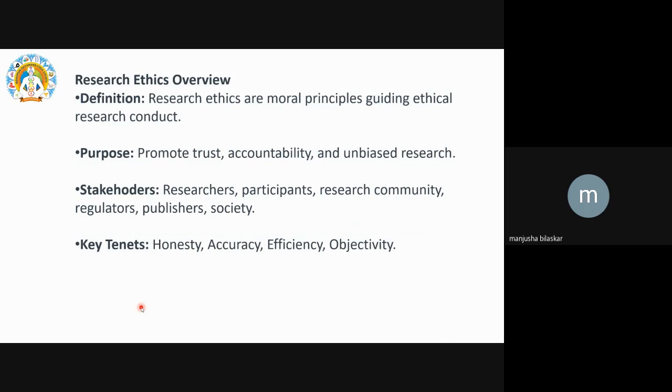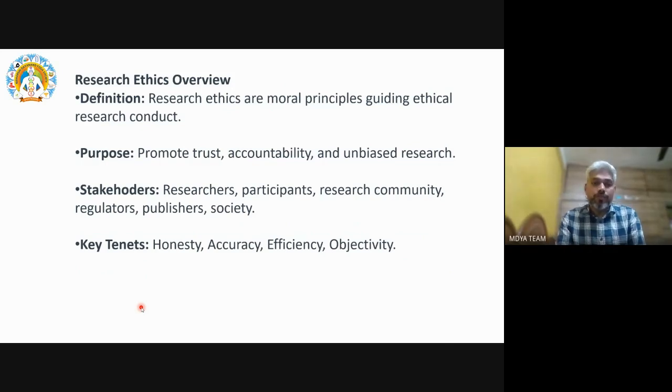Okay. Now, research ethics overview. So what is the overview? Research ethics are moral principles guiding ethical research conduct. The purpose is to promote trust, accountability, and unbiased research. Who are the stakeholders of our research? Researchers, participants, research community, regulators, publishers, society. These are the stakeholders of our research. And the key tenets are honesty, accuracy, efficiency, and objectivity.